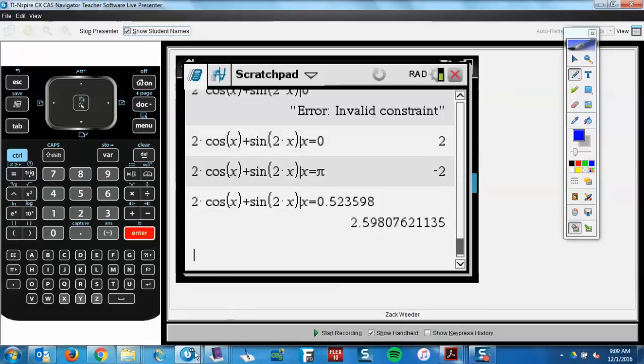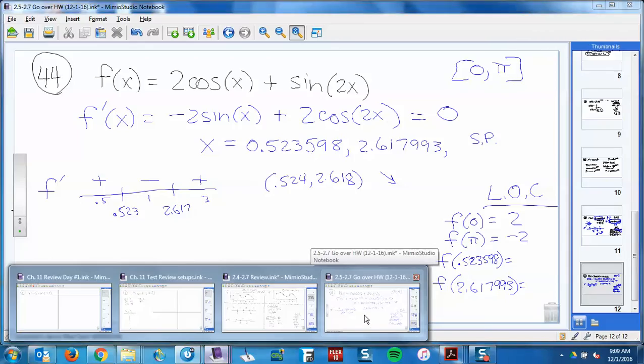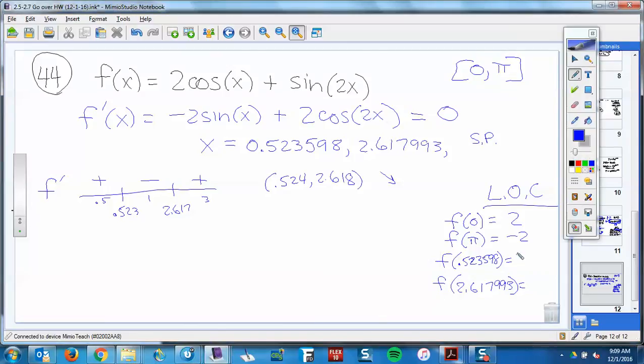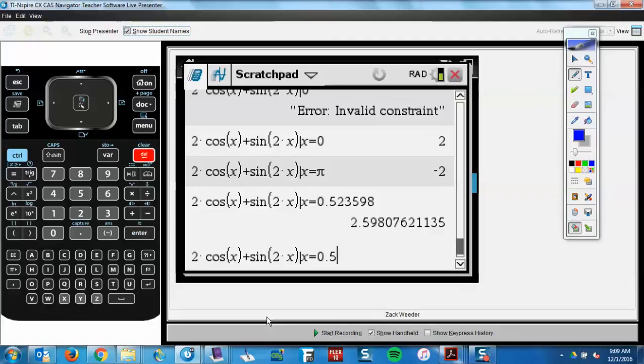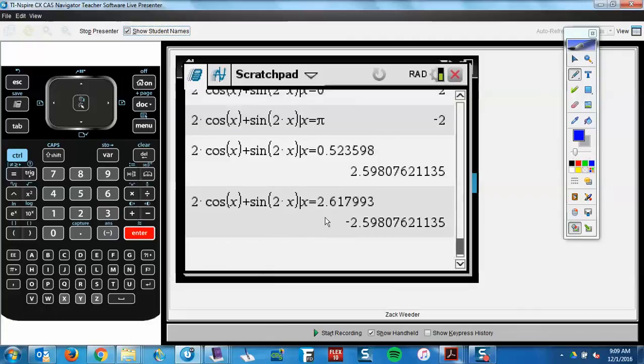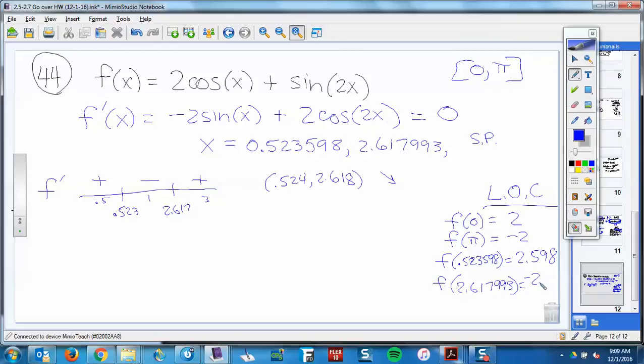It's kind of tough to be writing and doing this at the same time. So what was it? 2.59. Okay, so 3 decimal places, that's good enough. And then 2.617993. And -2.598. Okay, some symmetry there, which shouldn't surprise us. So my minimum was here, and my maximum was that one. So my min and my max are right there.